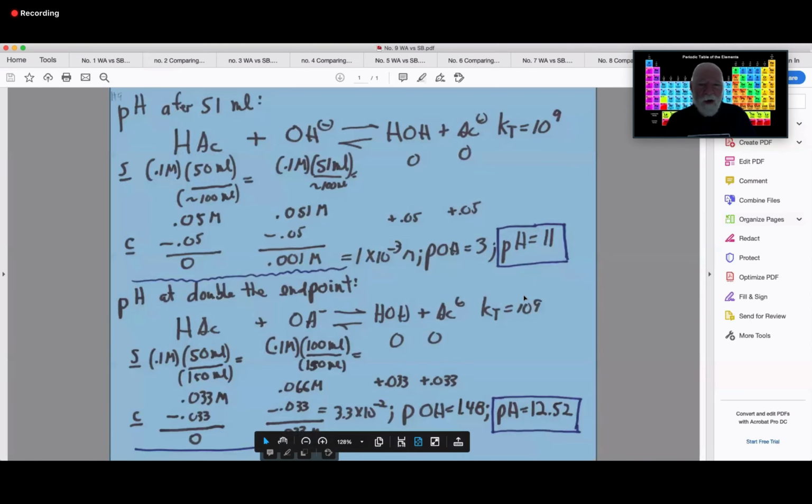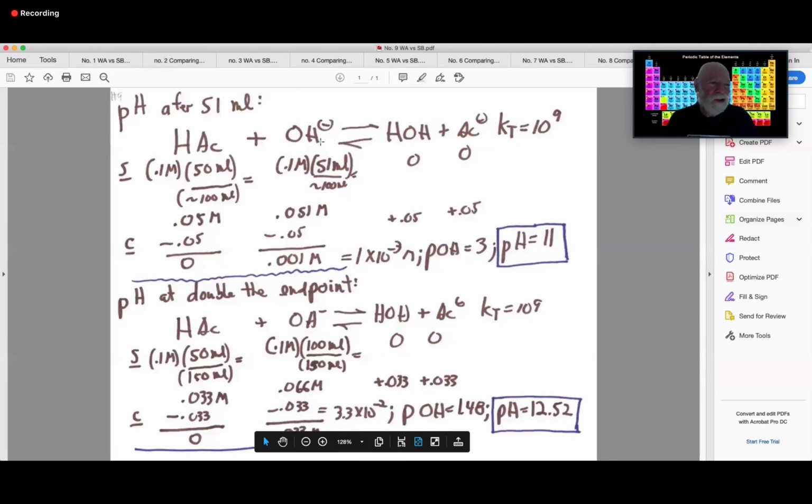Now to finish this up, I want to do 2 more points with you. Let's do 1 milliliter above or beyond the end point. So the end point is 50 milliliters. Let's add 51, and then we'll also double the end point and get these 2 pHs, then we'll have the overall shape on this. Okay, so let's go through the math on this.